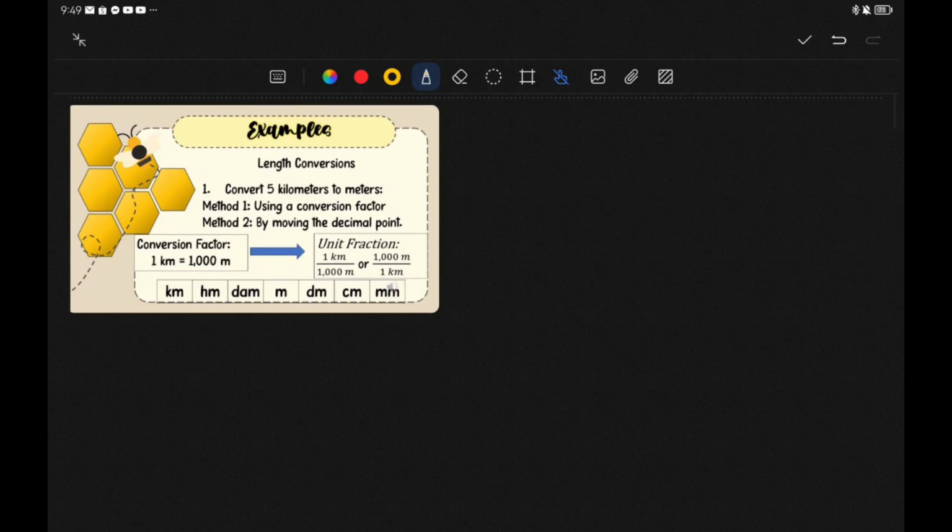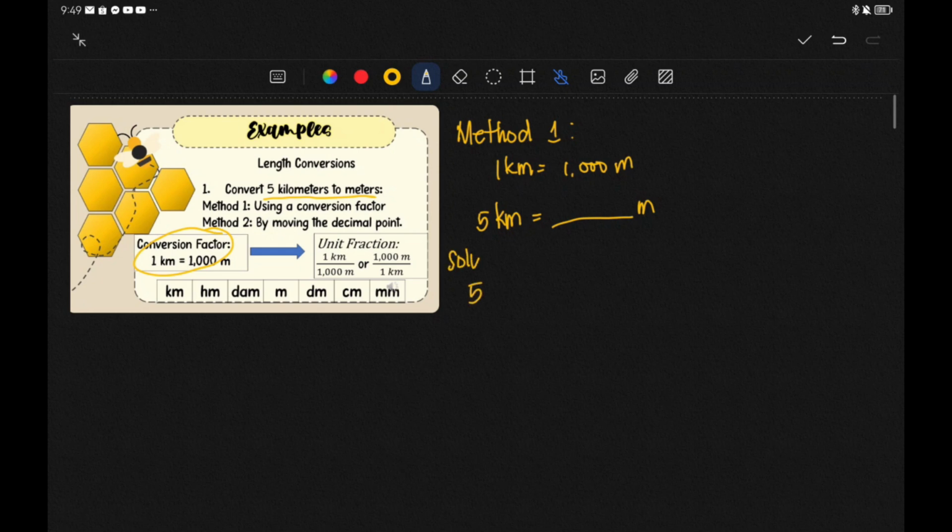Okay, now let's convert 5 kilometers to meters. Let us first show how to do method 1. For method 1, we are going to use the conversion factor, which is 1 km is equal to 1,000 meters. Now, we need to remember that we need to convert 5 km. How much is this in meters? So, for our solution, we are going to multiply 5 km to our unit fraction. You need to remember that if you are using kilometers there, let me write that one clear.